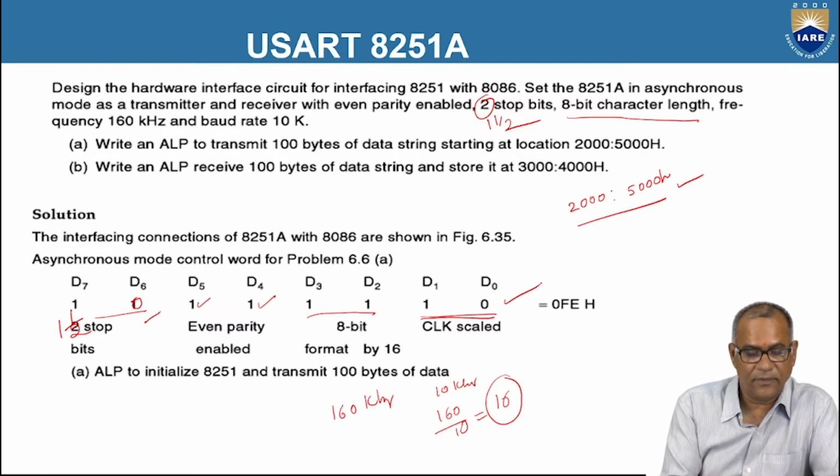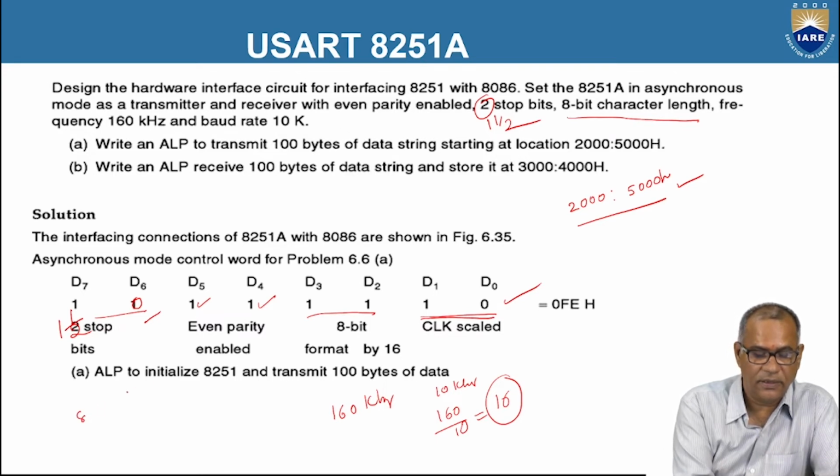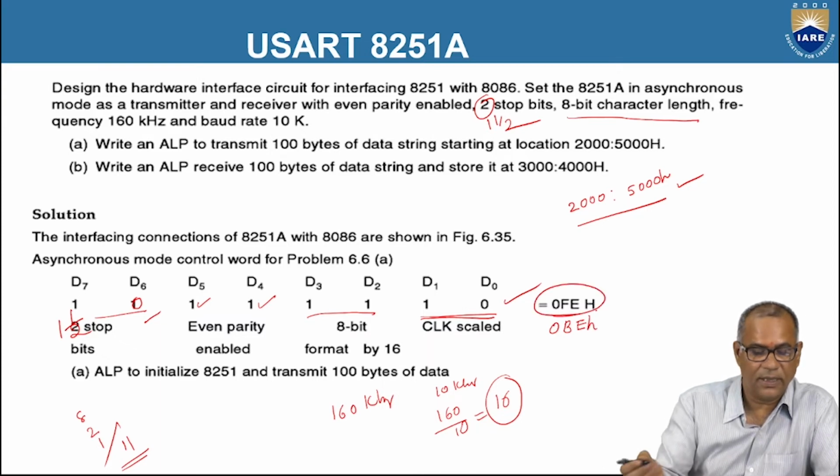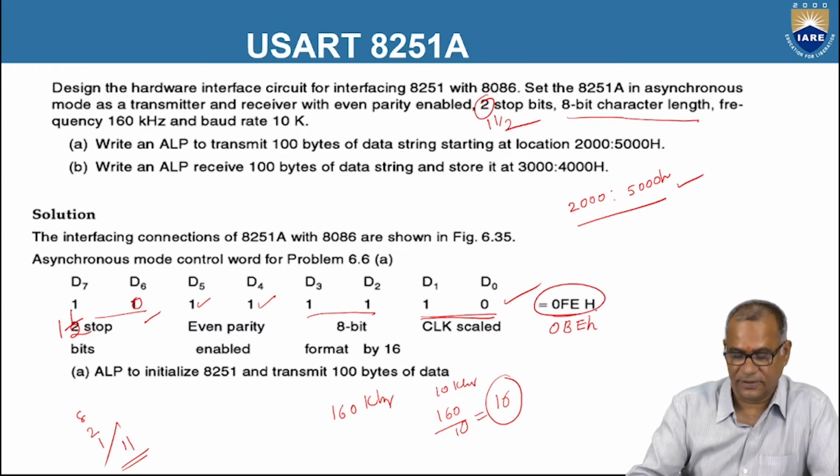So what is the word? So 1011. What is 10? 8 2 1. So this becomes 11, right? So what is 11? 11 is B. So this word becomes 0 B E H, because I am using 1.5 stop bit.